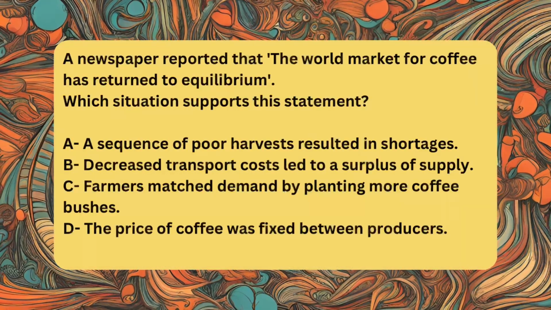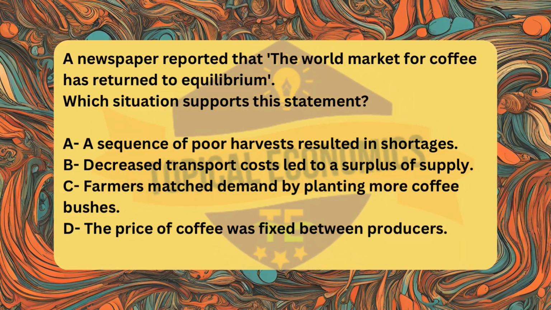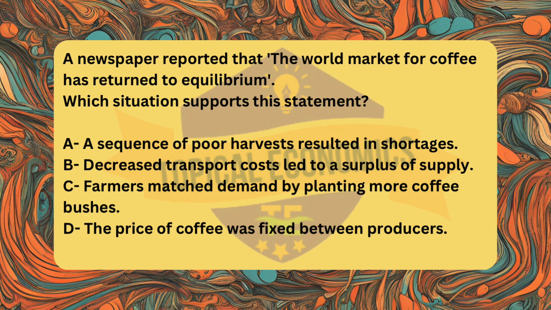Moving to question 7. A newspaper reported that the world market for coffee has returned to equilibrium. Which situation supports this statement? A. A sequence of poor harvests resulted in shortages. B.